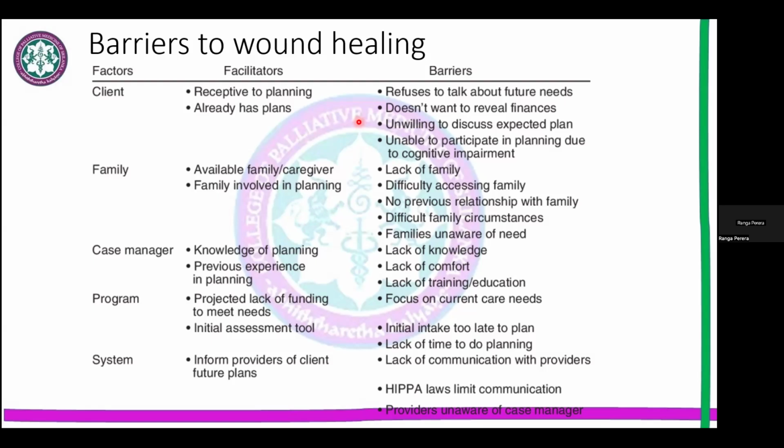And the family, right? So the availability of the caregiver and the family involved in the planning of the wound healing. There may be a lack of family. Some people have no family, right? It can be difficult assessing the family. Sometimes someone is there, sometimes no one is there. No previous relationship with the family. Difficult family circumstances. Family unaware of the needs of the patient. So all these things are very difficult.